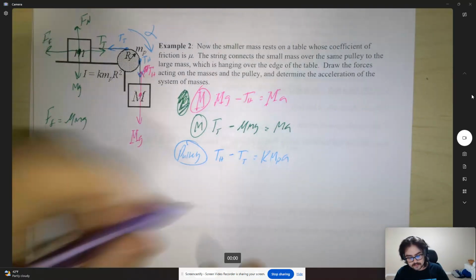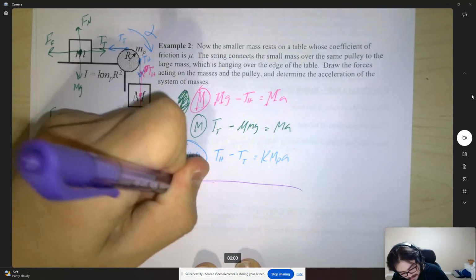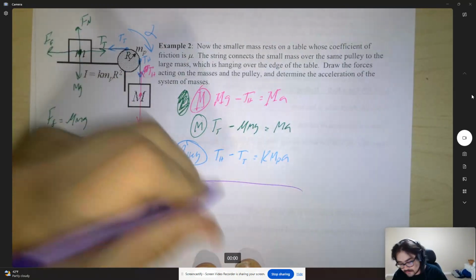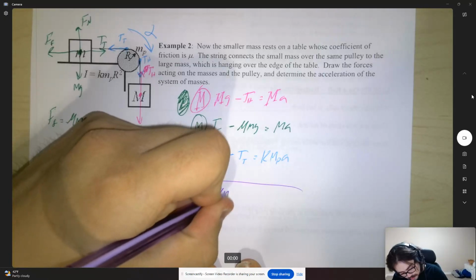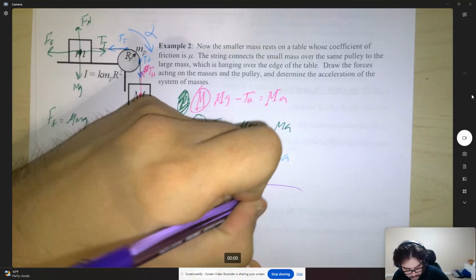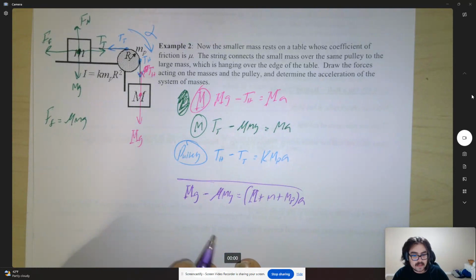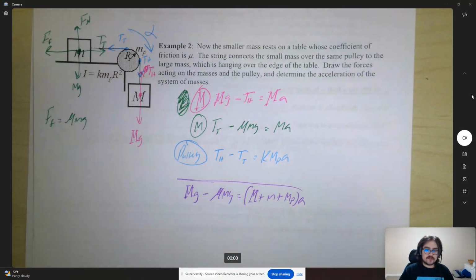And then all I've got to do, when I combine the equations, is end up getting big M G, because that's the prevailing force, minus mu mg, equals the sum of all the masses, big M plus little m plus m sub p, times a. And then you can get a by itself to get the expression for the acceleration. It's not that hard. You just divide by what's in the parentheses on both sides, and the equations look very, very similar. The only difference is that you do have to consider friction in example number 2. All right, well, those are Atwood machines for Physics C. Enjoy.